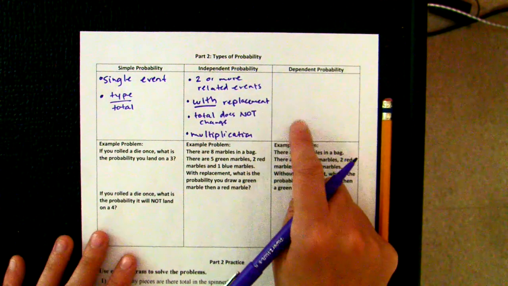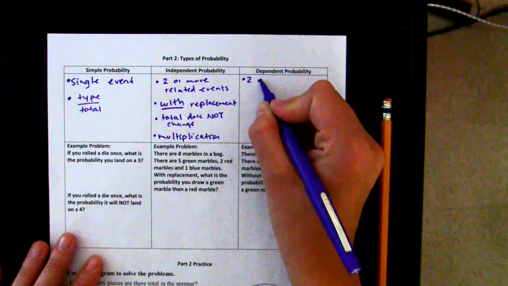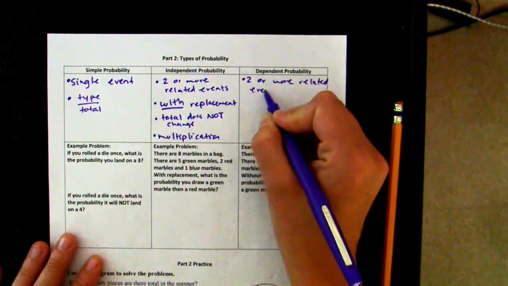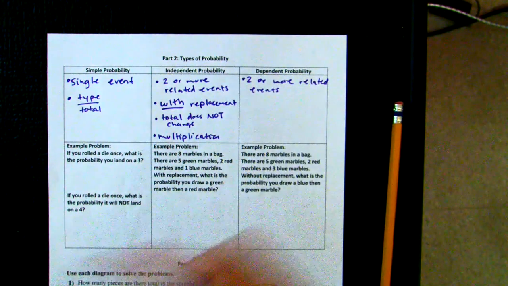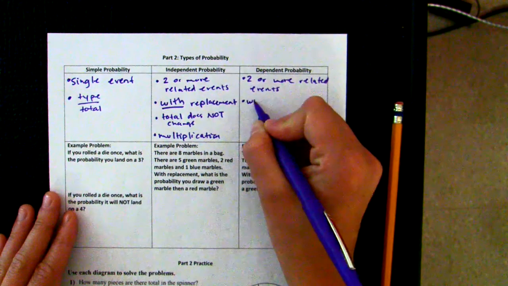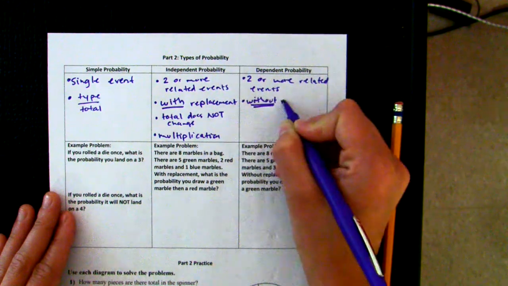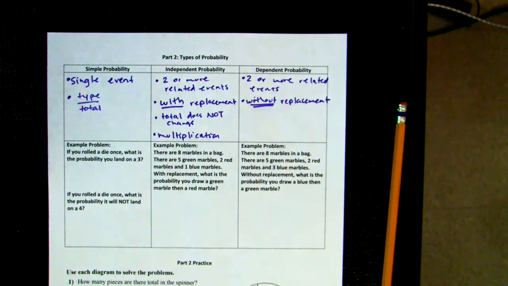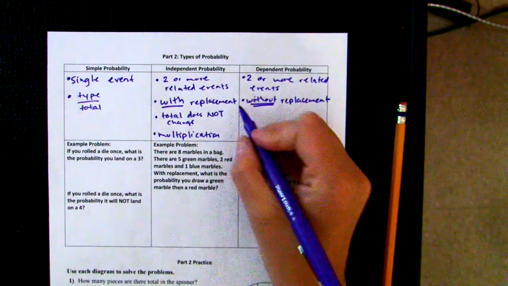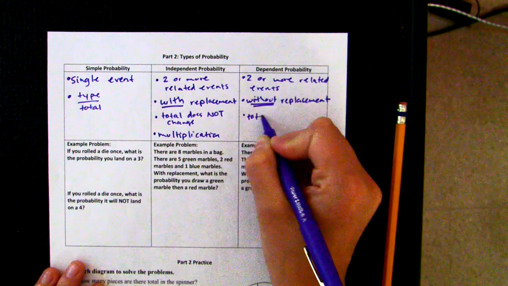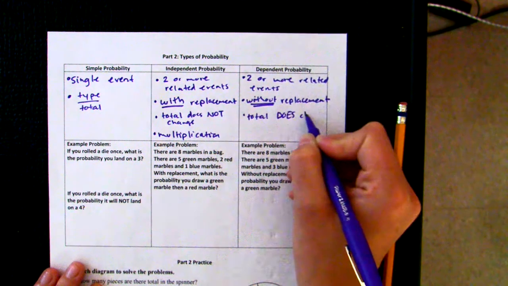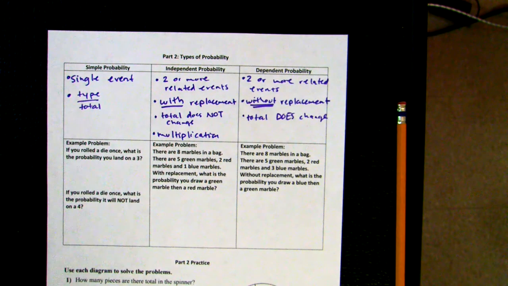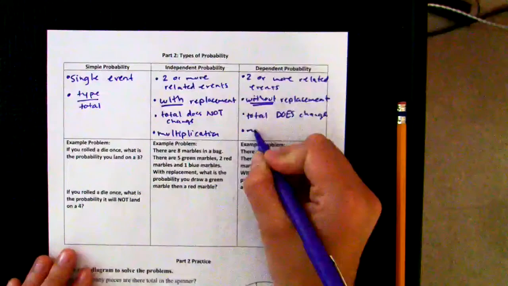Dependent probability is very, very similar. It has to do with 2 or more related events. However, dependent probability is our without replacement. The events depend on each other. Here, your total does change, because we're not replacing whatever item we drew or took away, but it does also use multiplication.